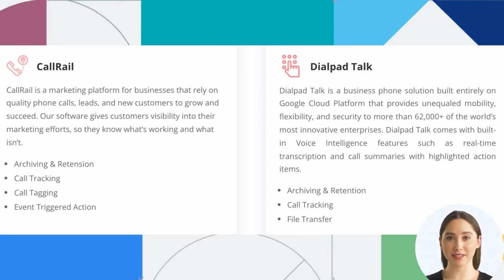Dialpad Talk. Dialpad Talk is a business phone solution built entirely on Google Cloud Platform that provides unequaled mobility, flexibility, and security to more than 62,000 of the world's most innovative enterprises. Dialpad Talk comes with built-in voice intelligence features such as real-time transcription and call summaries with highlighted action items.